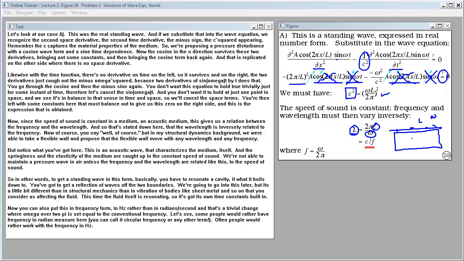Now, you can also put this in frequency form in hertz rather than radians per second, and that's a trivial change where omega over 2 pi is set equal to the conventional frequency. Some people would rather have frequency in radian measure here, and so you can call it circular frequency or any other term, but often people would rather work with the frequency in hertz.